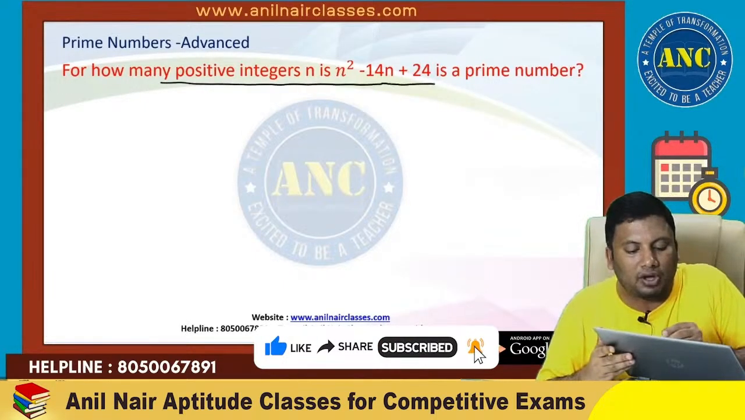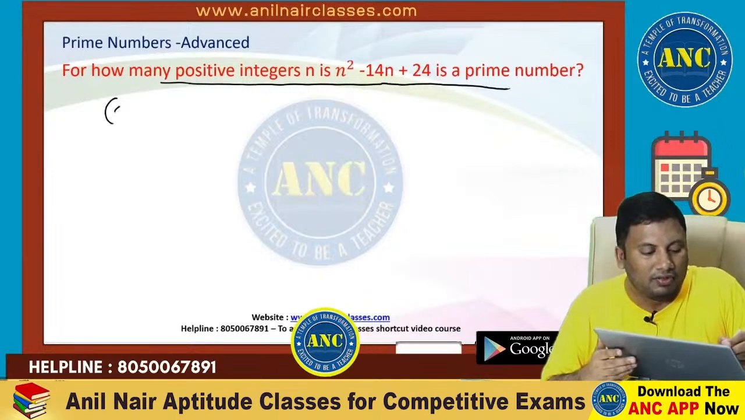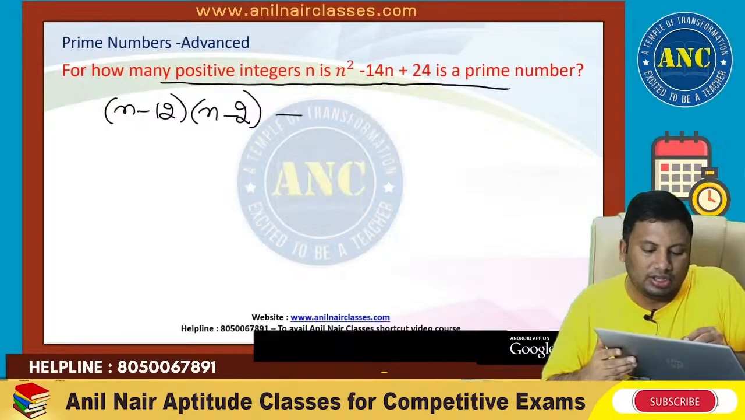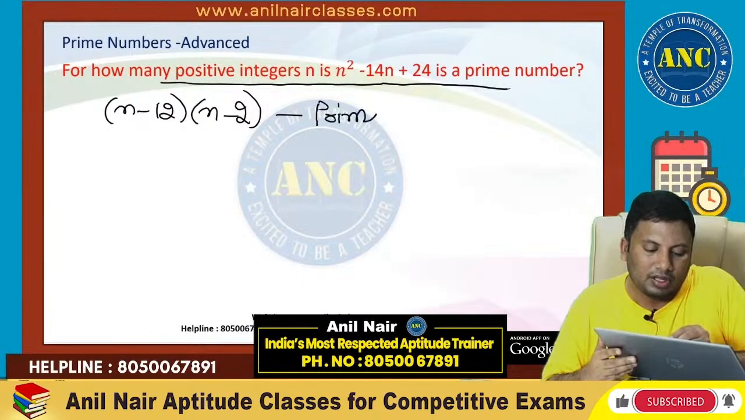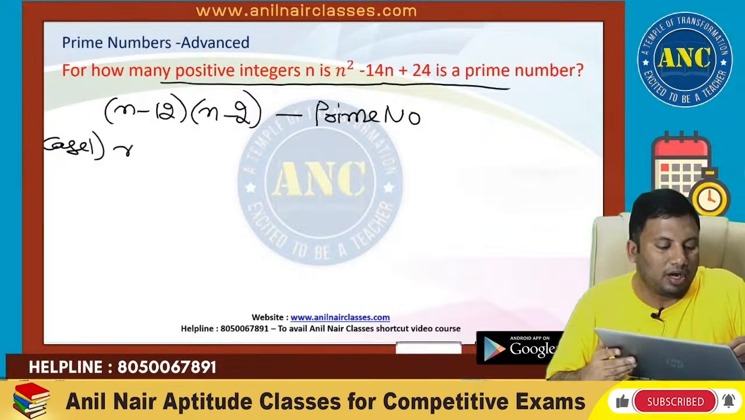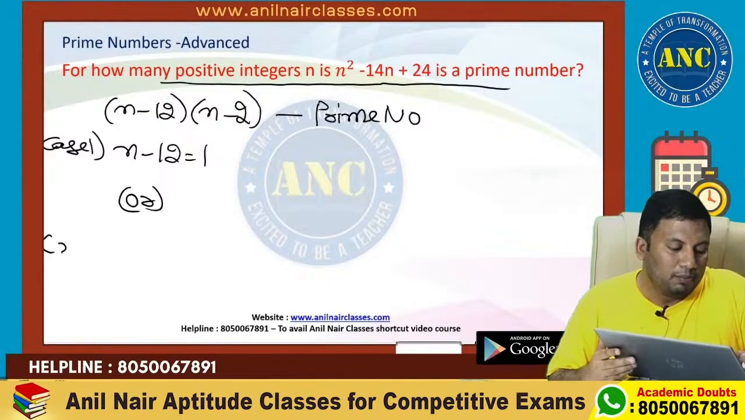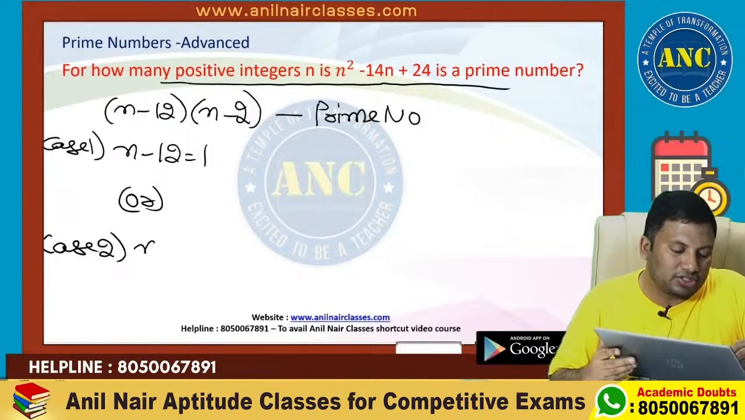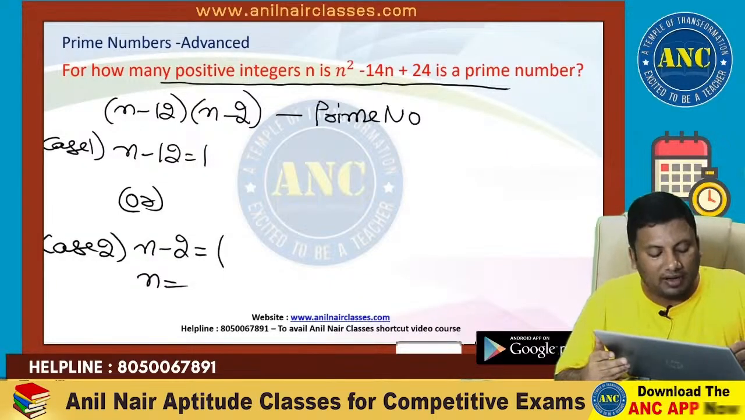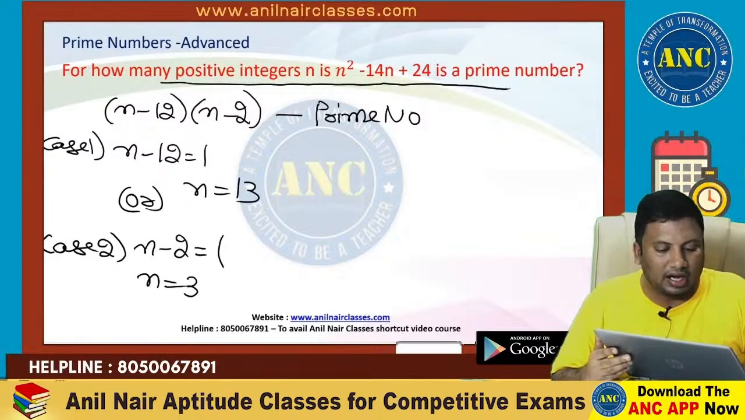For how many positive integers n is n square minus 14n plus 24, which is nothing but n minus 12 into n minus 2, a prime number? Prime number means case number 1: n minus 12 can be 1, or case number 2: n minus 2 can be 1, because you know the approach. The best thing about my classes is hard problems, good problems, logical way of solution. Everything we will discuss. n equivalent to 13 or n equivalent to 3.